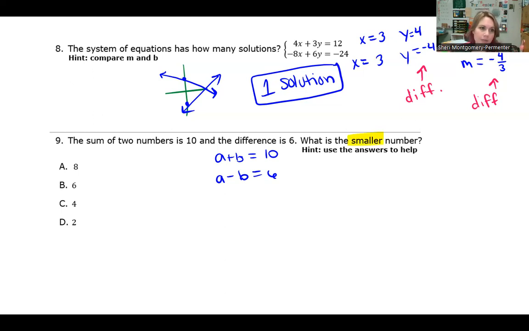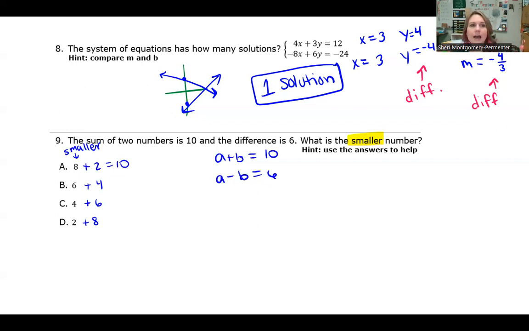We're going to do this kind of like we did with the apartment. So if 8 is one of the numbers and they have to add up to be 10, 8 plus what gives me 10? And we're saying that this should be smaller. 6 plus what gives you 10? 4 plus what gives you 10? And 2 plus what gives you 10?